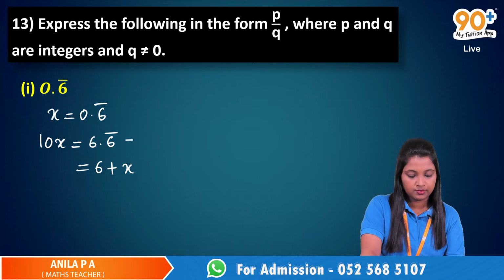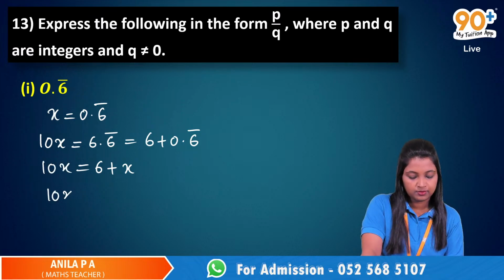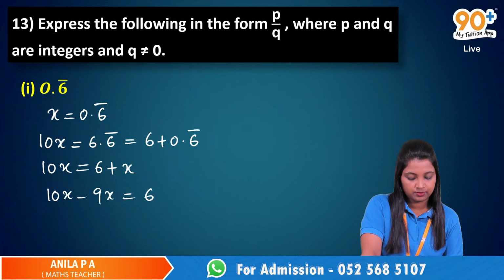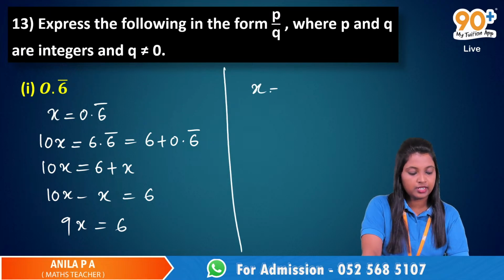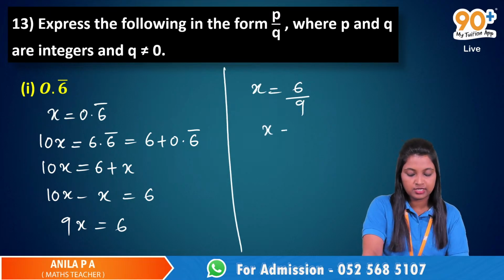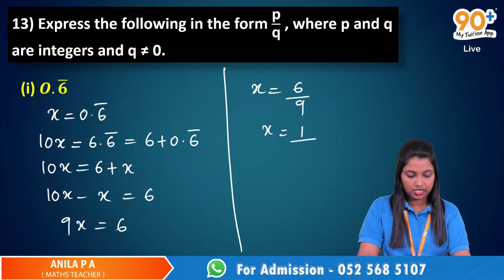So 10x minus x is equal to 9x. So 9x is equal to 6, so that we move the 9 to the other side now. So x is equal to 6 by 9, and when we simplify 6 by 9, we will get 1 by 3.